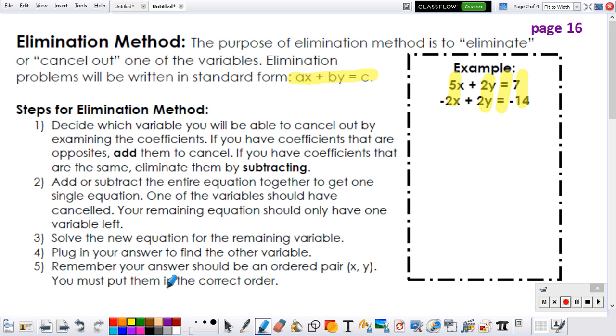So on page 16, I'm not going to follow these examples exactly for steps for elimination. You can use them if you need to, but I'm going to loosely follow them. So the first thing we are going to do is decide what variable we are going to eliminate. And the way we're going to decide is we're going to look to see which coefficients are the closest. So we've got 5 and -2, and then we've got 2 and 2. And when I mean the closest, I really mean the same.